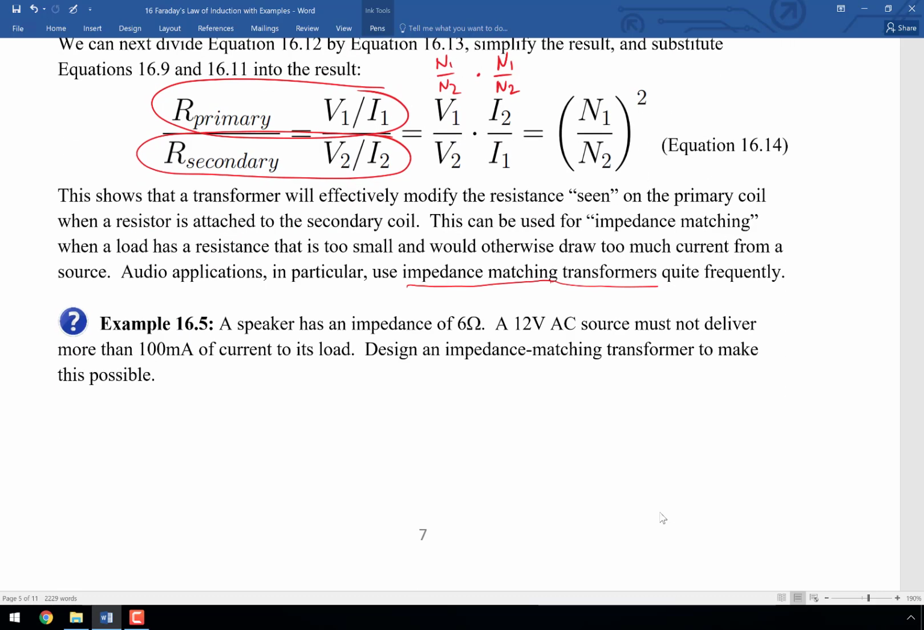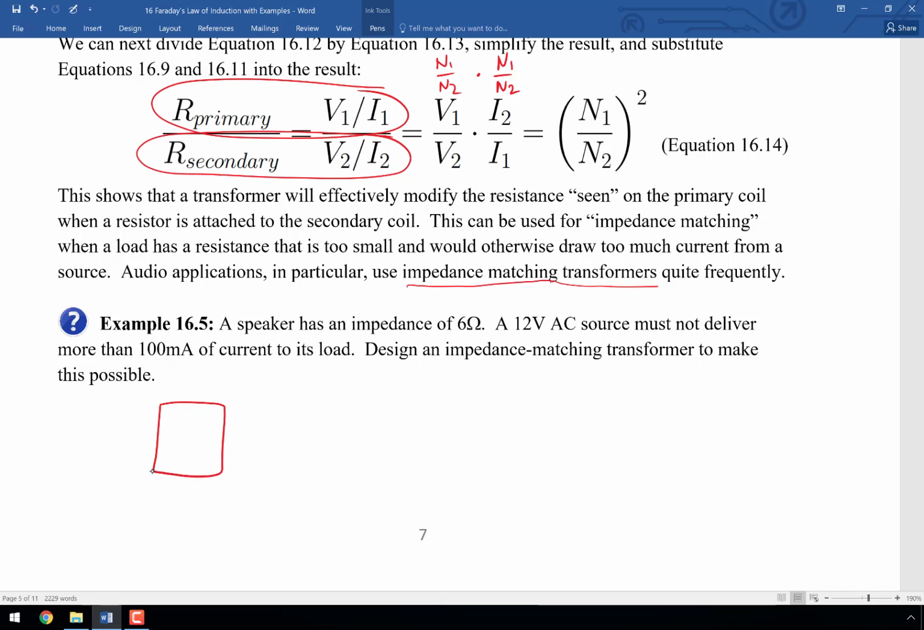A speaker has an impedance of 6 ohms. I have a 12-volt AC source that must not deliver more than 100 milliamps of current. If you try to deliver more than 100 milliamps of current, it's going to overheat. Well, if I try to drive 12 volts into 6 ohms, I'm going to get 2 amps of current. That'd be 20 times too much. So the question is, can I use a transformer to make this system work? And the answer is yes, of course.